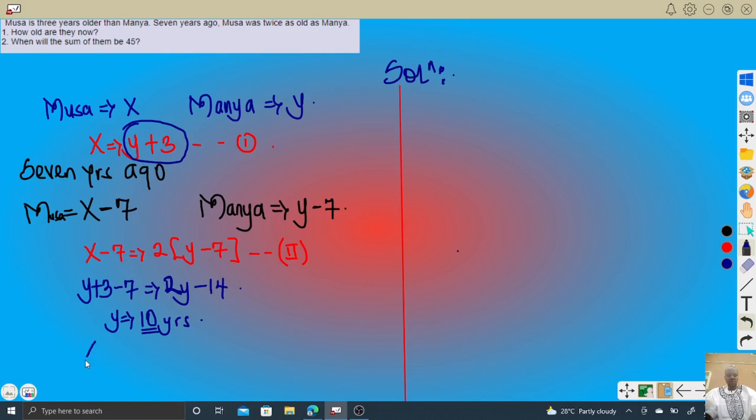And from equation 1, x is equal to y plus 3. Simplification will give you 13. When you substitute the y answer, x is 13 years. So both of their ages: Musa is 13 years and Maya is 10 years.